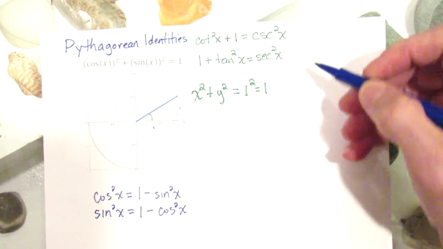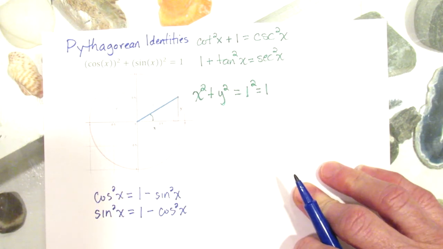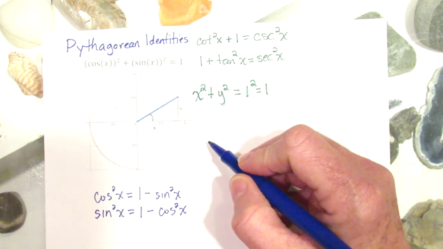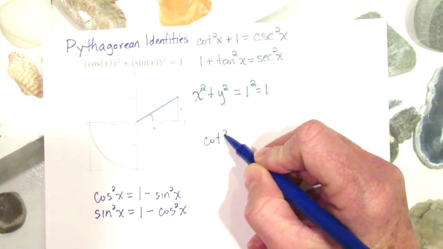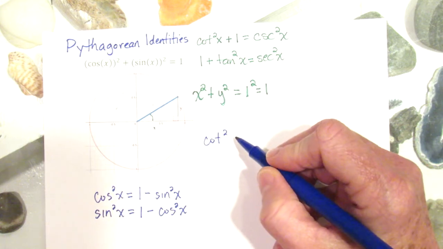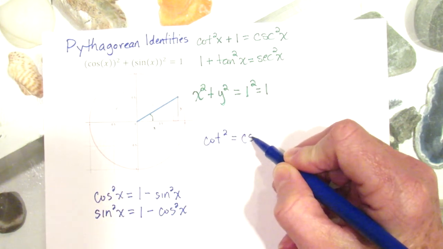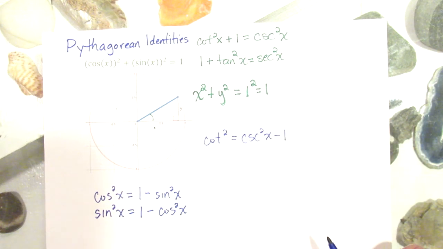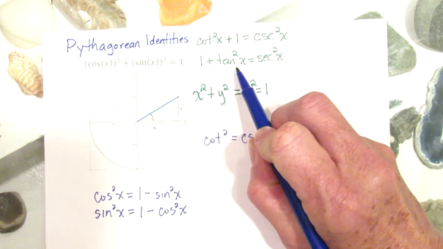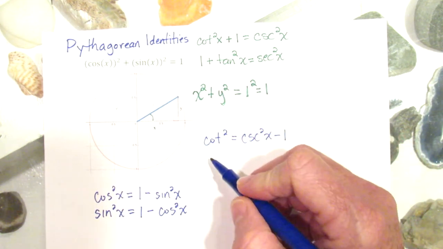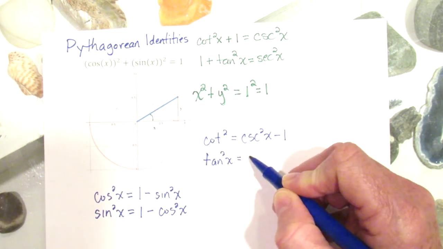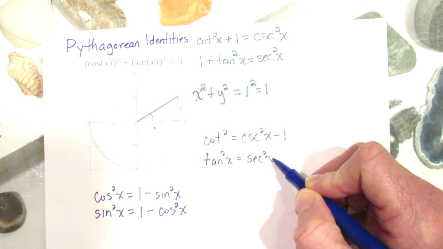Similarly, with these other versions of the Pythagorean identities, you can rewrite cotangent squared plus 1 equals cosecant squared. You could write that all in terms of cotangent. So I could subtract the 1 from both sides, and then that would give me cotangent squared is equal to cosecant squared minus 1. Or I could take 1 plus tangent squared is equal to secant squared, and I could rewrite that as tangent squared is equal to secant squared minus 1.